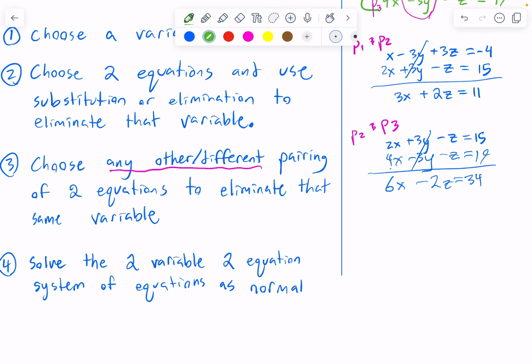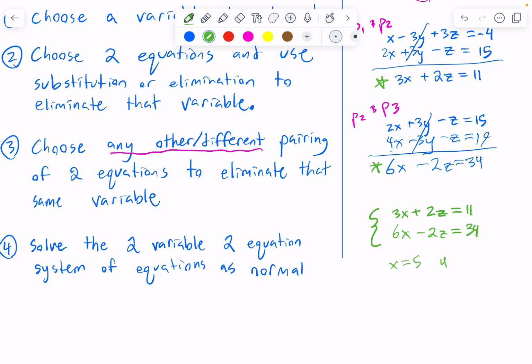So now that we've narrowed it down, we basically have the first one we worked on, right? This first one and this second one where y has been eliminated. So we just have 3x plus 2z equals 11 and 6x minus 2z equals 34. Okay? Now, if we were to go ahead and solve that, we would get that x is 5. I'm just skipping that part. We've done that in the past. We're solving for x and z, and we would get z is -2. Okay, so we just solved a normal 2-variable system of equations and got the x and the z.